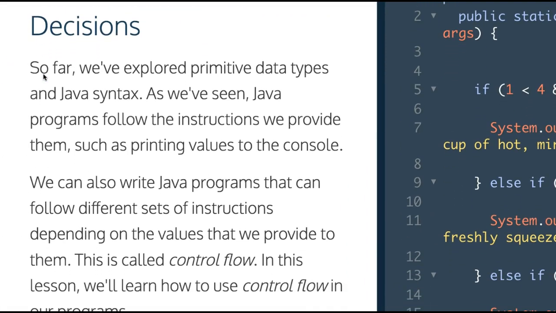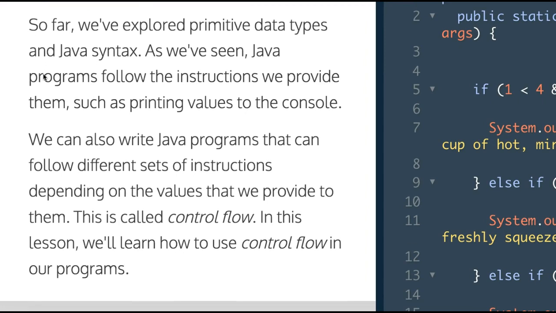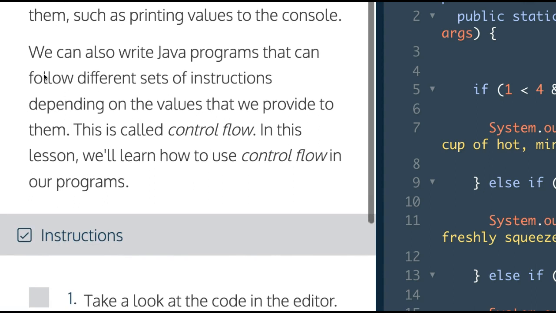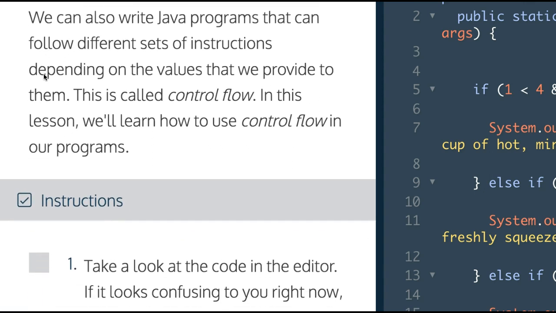So far, we've explored primitive data types and Java syntax. As we've seen, Java programs follow the instructions we provide them, such as printing values to the console. We can also write Java programs that can follow different sets of instructions depending on the values that we provide to them. This is called control flow. In this lesson, we'll learn how to use control flow in our programs.